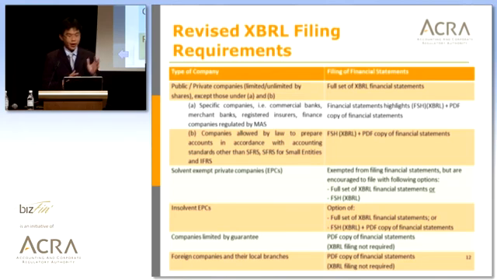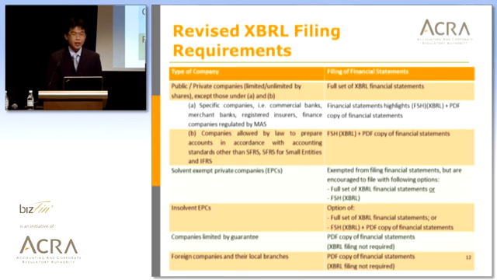So these slides will provide in detail what the filing requirements are, depending on the type of company you are. So the first row is the public company. If you are a public company or a private company, you will be required to file a full set of financial statements to us, this row. There are certain groups of companies which are exempted.